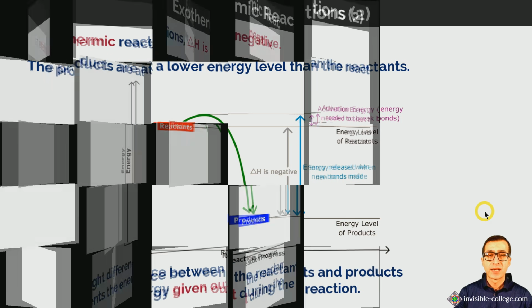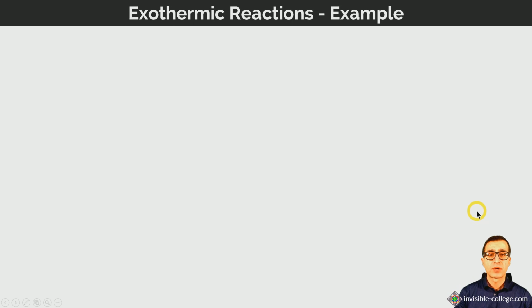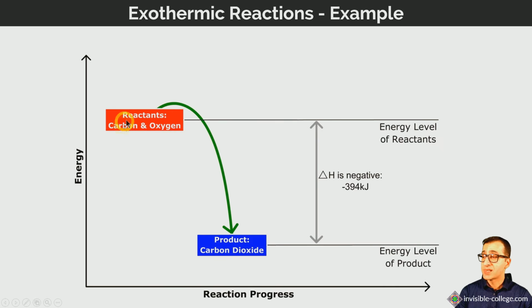So let's take a look at an example of exothermic reactions. Let's take a look at what happens when we burn carbon in excess oxygen to produce carbon dioxide. Well, the reactants in this case are carbon and oxygen. The product in this case is carbon dioxide.